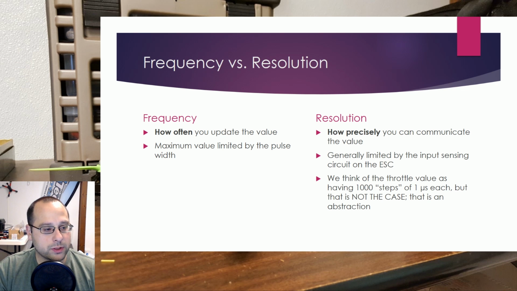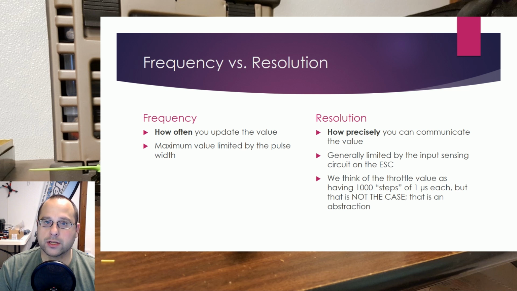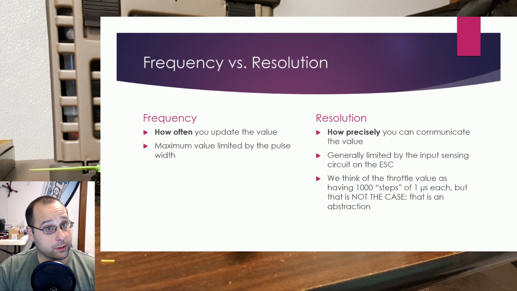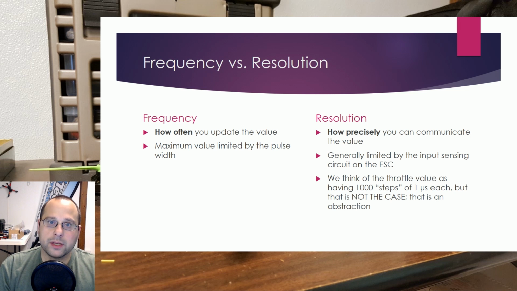But the input resolution is a little bit harder, and I'll leave the reasons for that to a deeper video on ESC design. The gist of it, though, is we think of the throttle as having 1,000 steps of 1 microsecond each, and that is not the case. That's an abstraction. The throttle value can vary between 1,000 and 2,000 microseconds, assuming PWM, or 125 to 250 microseconds, assuming OneShot, etc. But the actual input resolution depends on how precisely the ESC can measure that incoming signal.